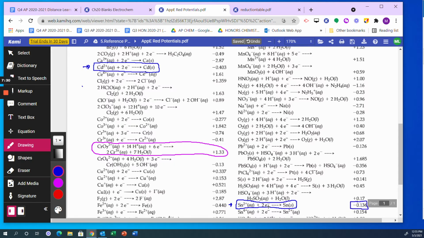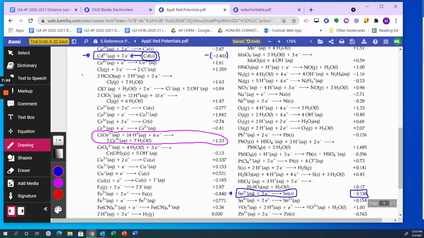So I'm going to use this as the reduction. And what I will do is I will use cadmium, go backwards, and give away the electron, which will make this, put a negative in front of it. So this will become positive, which will give me a positive cell potential. And that's how I decide which one will be the anode, which one will be the cathode. So I'm going to use tin 2+ as the reduction half reaction. Okay, so I'm going to write it just the way I see it.